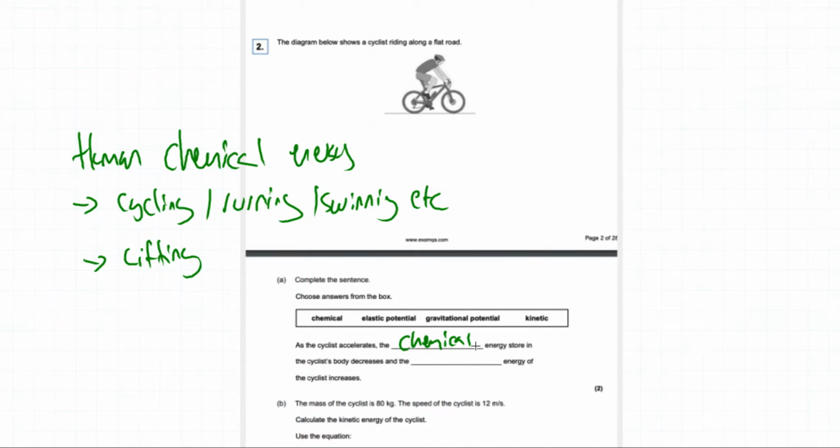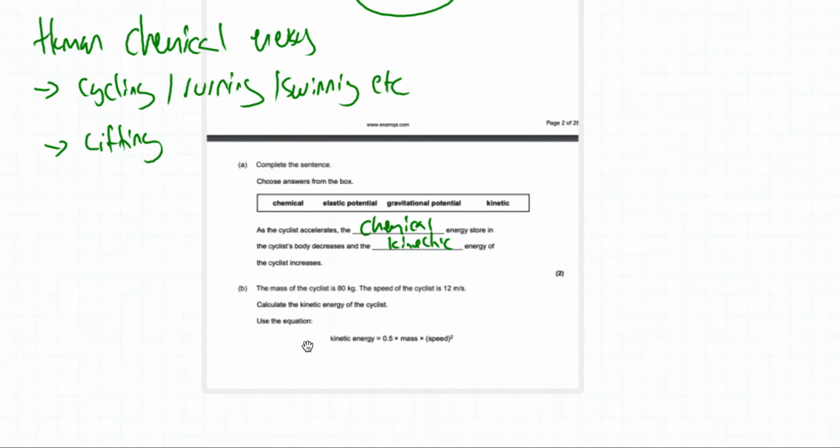And the kinetic energy of the cyclist increases. So the cyclist is moving. We treat the cyclist as a whole, the bike and the person together. So therefore, the kinetic energy of the cyclist increases. They are moving faster. The faster they move, the more they use the chemical energy in the body, because it means they're pedaling harder and harder and harder.